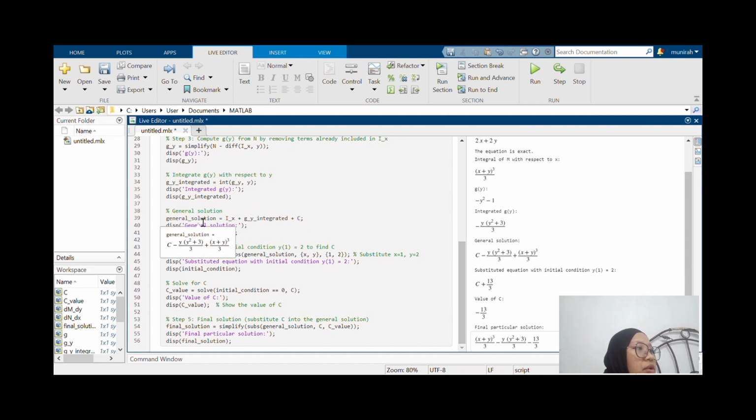Step 4, use the initial condition y(1) equals 2 to find the constant c. Solve for the constant c by setting the initial condition equal to 0. Show the value of c. Step 5, final solution: substitute c into the general solution and simplify. The final particular solution is here. This is the final solution, or final answer.